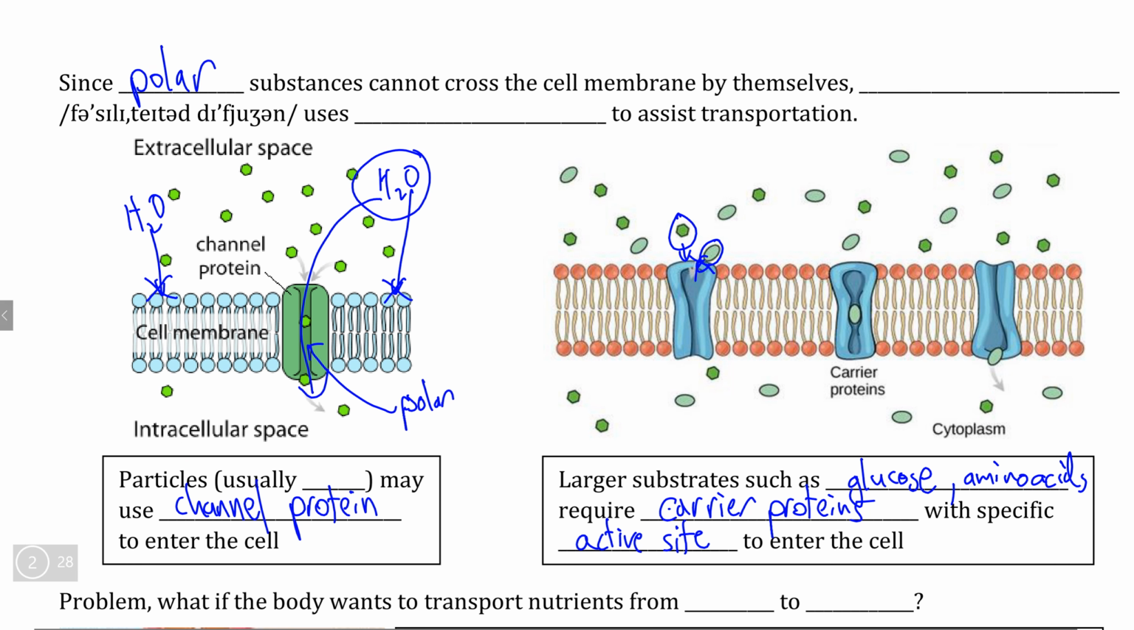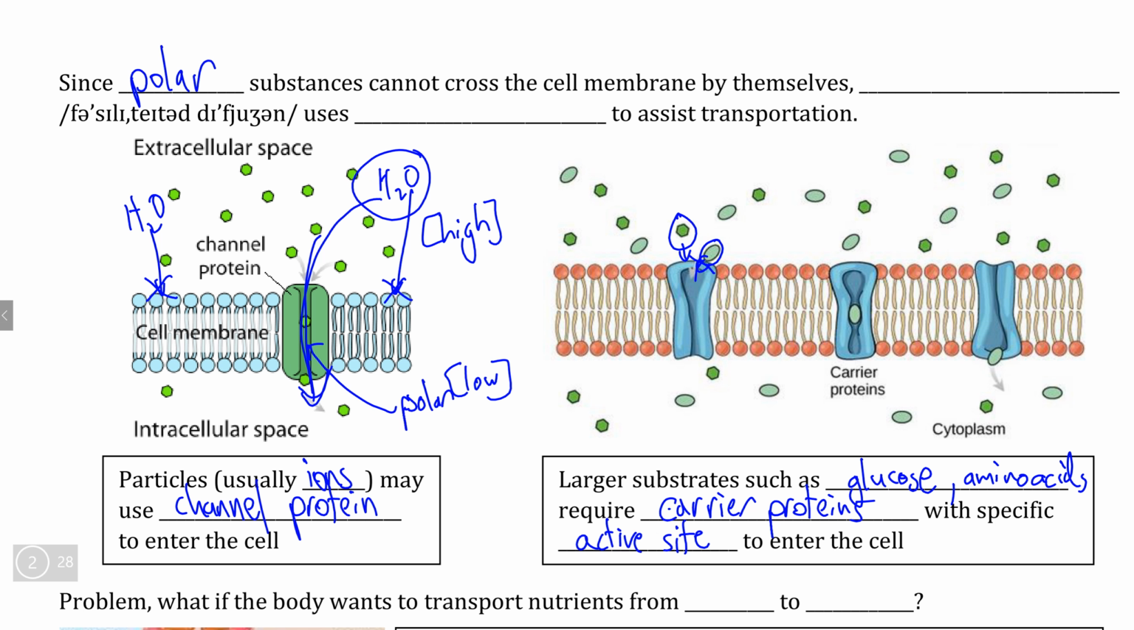So here, we can see diffusion is still taking place, because in the case of a small polar substance such as water, although ions are actually the most common ones, we can see that these are still flowing from an area of high concentration outside the cell to an area of low concentration inside the cell.